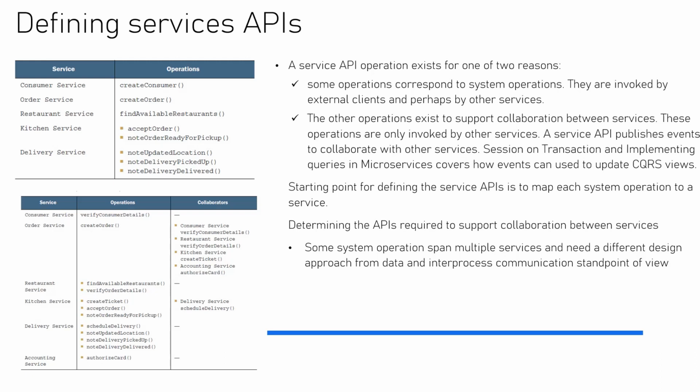We'll get to this a little bit more in detail once we get onto the session which is specifically dealing with transactions and implementing queries in microservices. Now, the starting point of defining services is to map system operations to services, determining the APIs required to support collaboration between services. Some system operations span multiple services and need a different design approach from a data and inter-process communication standpoint of view. These are some of the areas which we'll have to deal with in upcoming sessions.